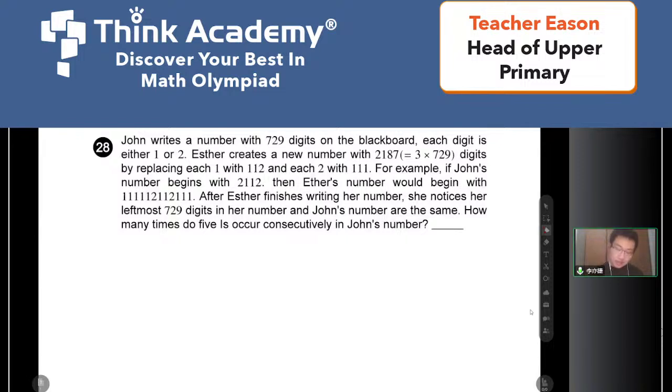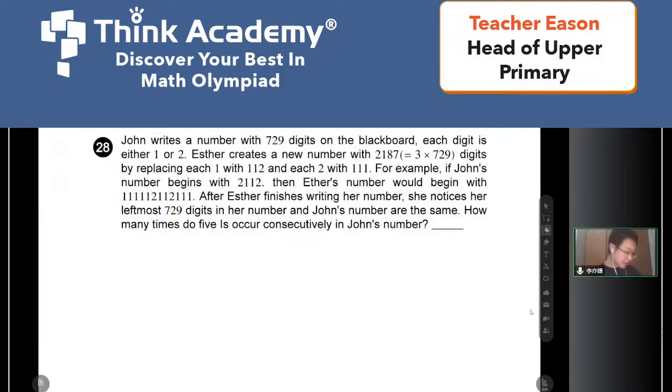So it says that there is a number formed by 1 and 2. And then we use a way to transform the number into another by each 1 becoming 112 and each 2 becoming 111. After we do the transformation, we notice that the first digit is exactly the same as the original digit. So the question is asking how many times do 5 ones occur in the first 729 numbers.